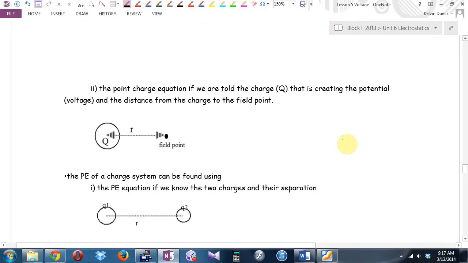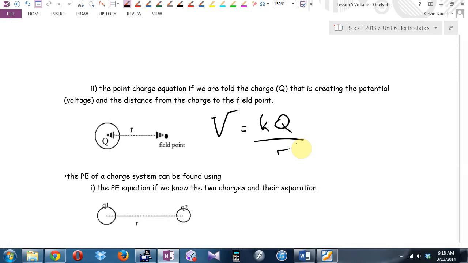Or, if I know what's causing the potential energy, and therefore the voltage, if I know the big planetary charge that's creating everything, it's that. And again, for both of these, include the signs. You can have a negative voltage, not a problem.